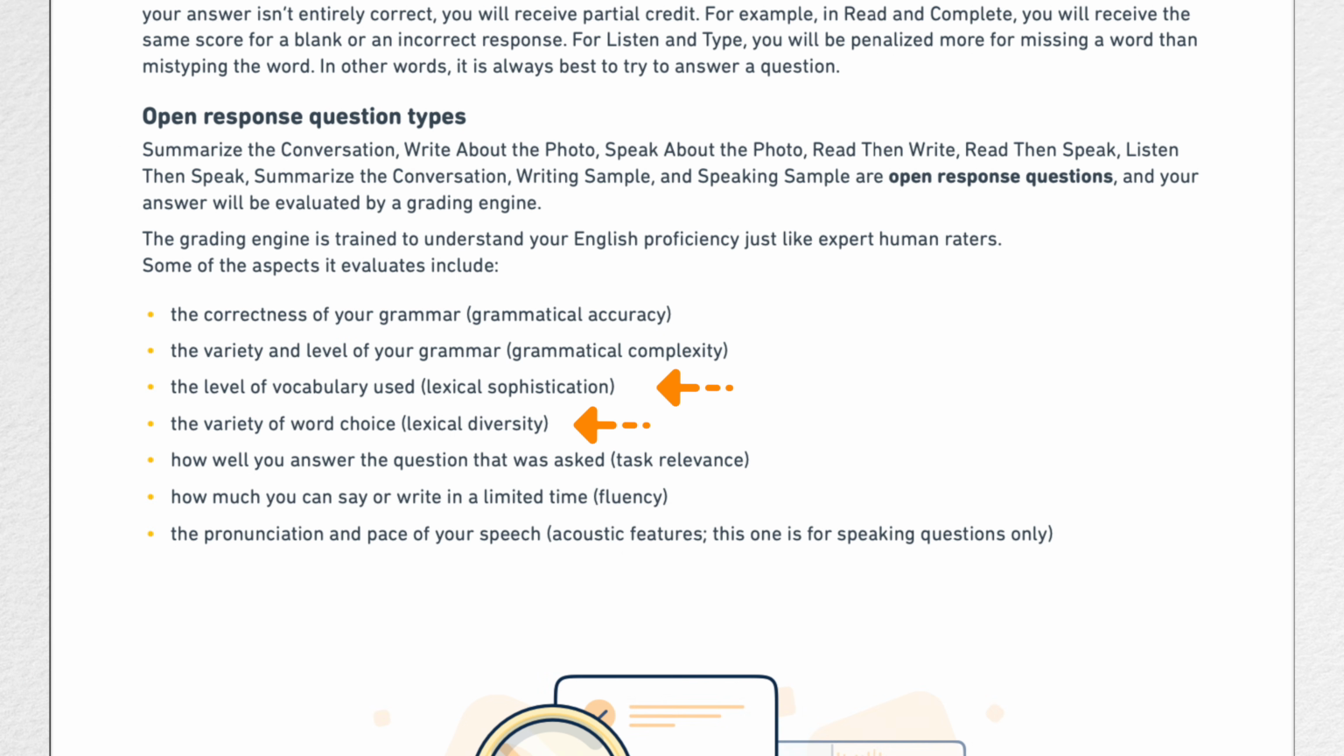On top of making your answers longer, using phrases like these can add variety to your answer and demonstrate a high level of English vocabulary, which of course is on the scoring criteria you can see right here.